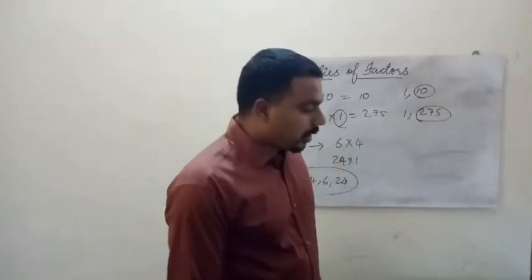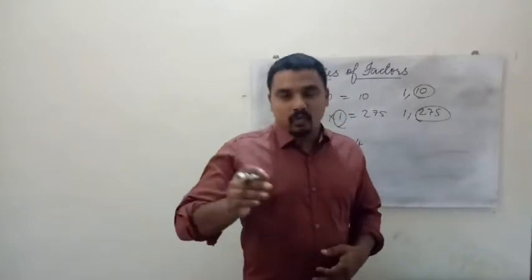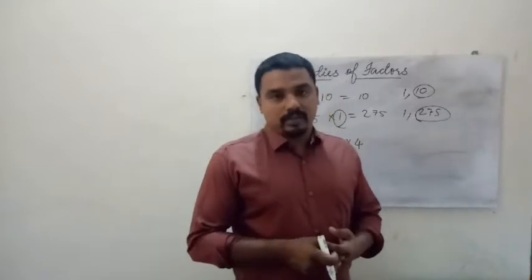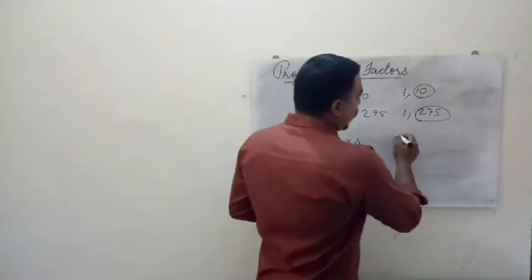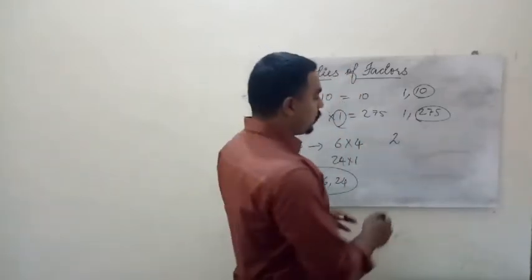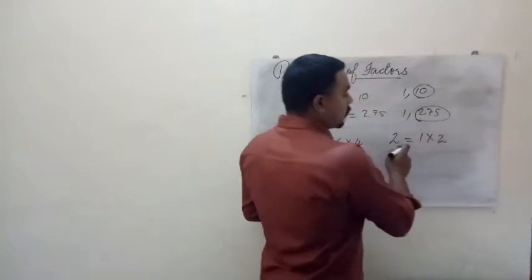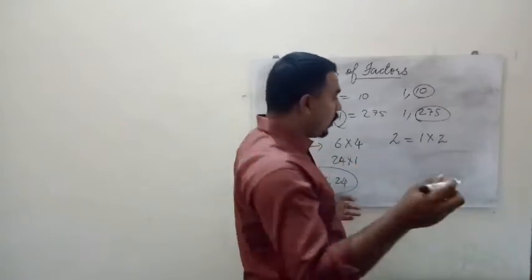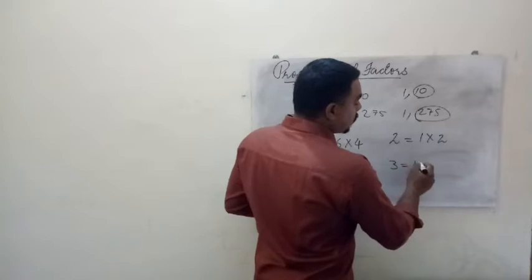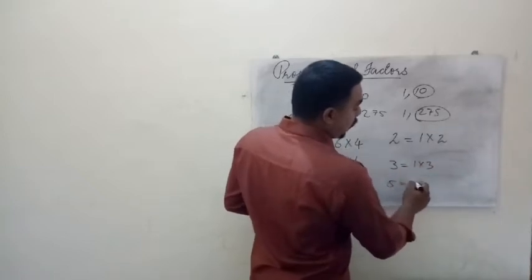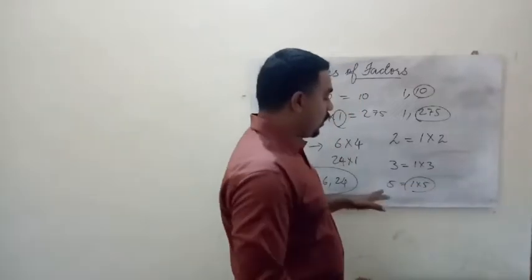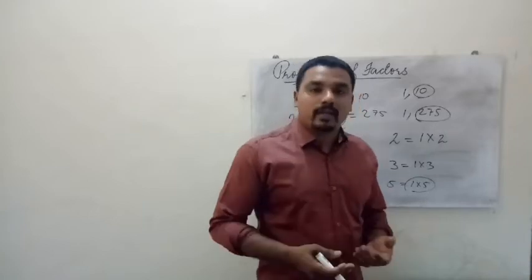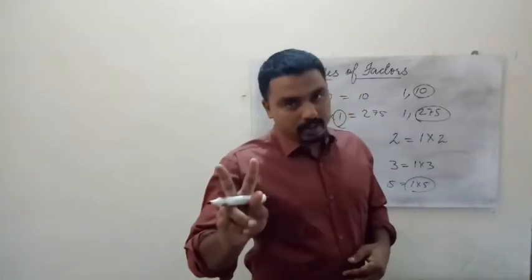The last one is that every number has at least 2 factors. Let us see the example. Find the factors of 2. 2 is equal to 1 into 2. So here we have only 2 factors. Then 3. What are the factors of 3? 3 is equal to 1 into 3. So some numbers have only 2 factors. All numbers except 1 have at least 2 factors.